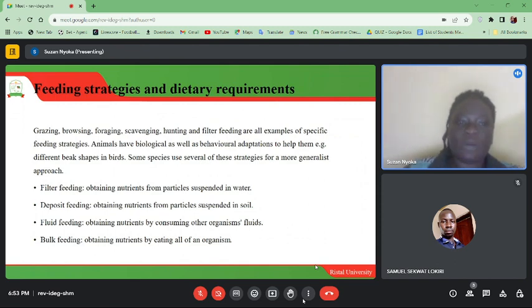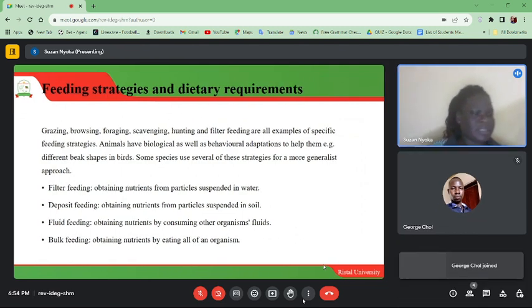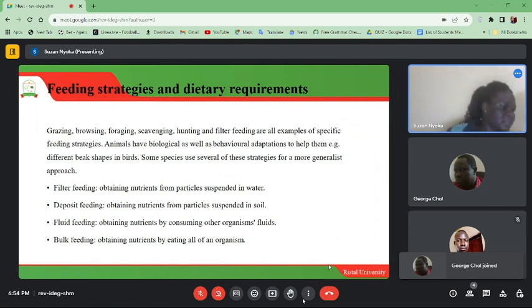Filter feeding, obtaining nutrients from particles suspended in water. Deposit feeding, obtaining nutrients from particles suspended in soils. And then fluid feeding, obtaining nutrients by consuming other organisms' fluids. And then bulk feeding, obtaining nutrients by eating all of an organism.